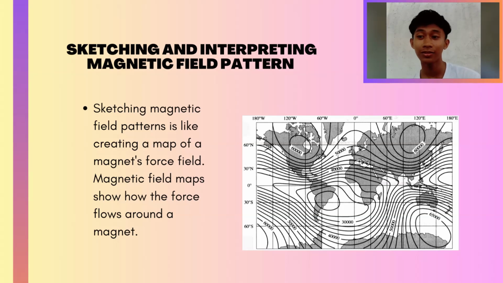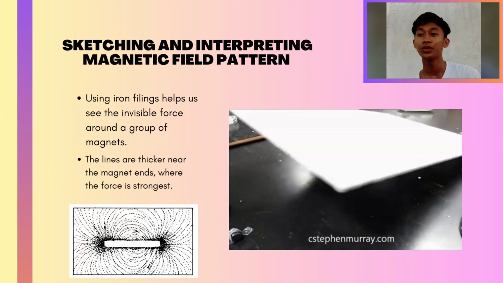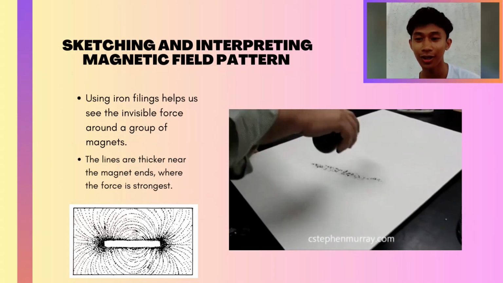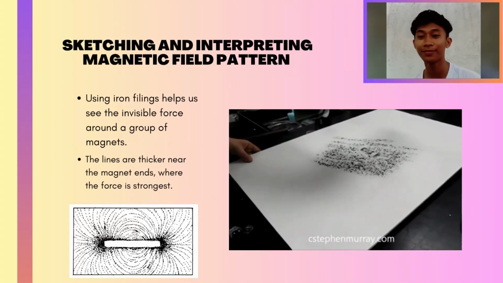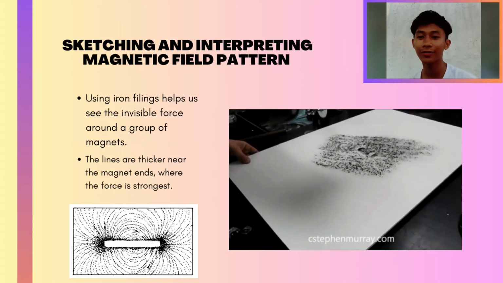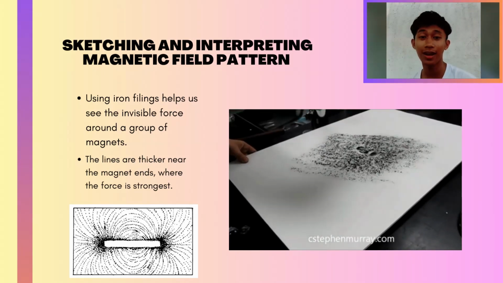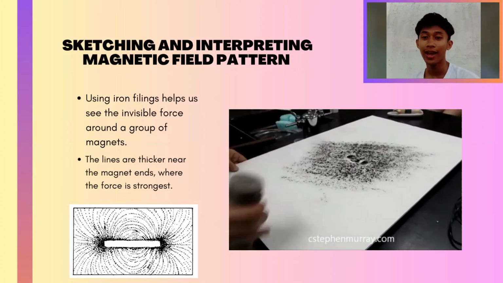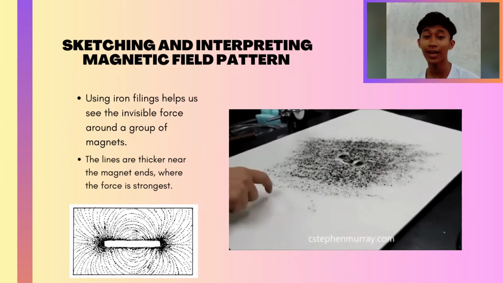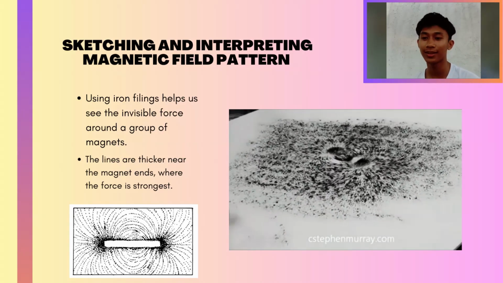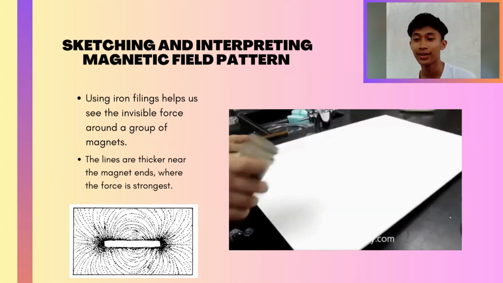Sketching and interpreting magnetic field patterns is like creating a map of a magnetic force field. So, we are making a map that shows force flows around a magnet. Using iron filings dyan, tingnan nyo yung diagram natin. As you can see, they filled iron filings there to the top of the board. And in that way, magpo-form tayo ng parang ganun sa may second picture natin, yung mga curvature line.